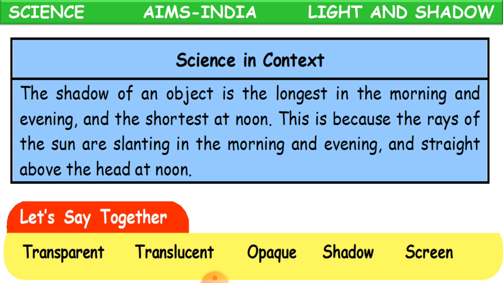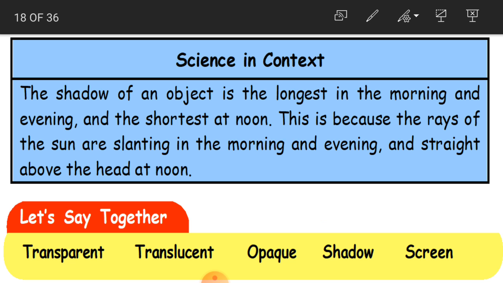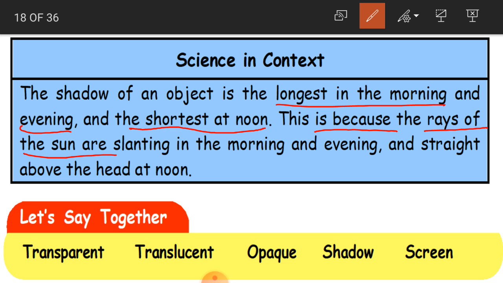And science in context. So what we are going to learn here is that the shadow of an object is the longest in the morning and evening and the shortest at noon. This is because the rays of the sun are slanting in the morning and evening and straight above the head at noon. Okay, so what is happening?